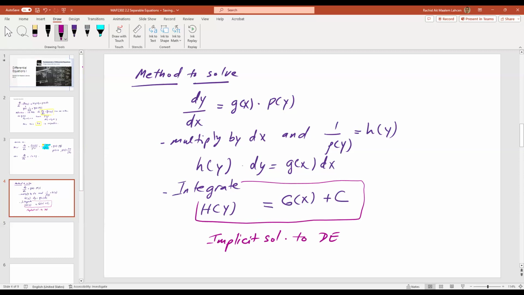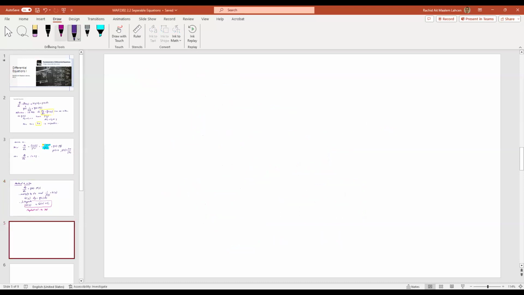And if you run into an initial value problem, you can use the initial conditions that you have. All right, so let's do an example.